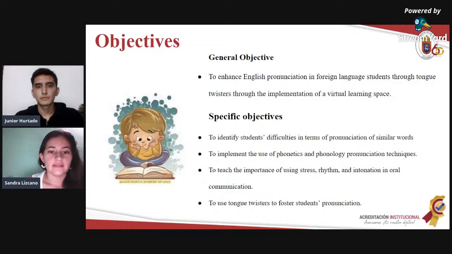Also, we find the specific objectives, which are to identify students' difficulties in terms of pronunciation of similar words. The second objective is to implement the use of phonetics and phonology pronunciation techniques to teach the importance of using stress, rhythm, and intonation in oral communication. And the last one, to use tongue twisters to foster students' pronunciation.